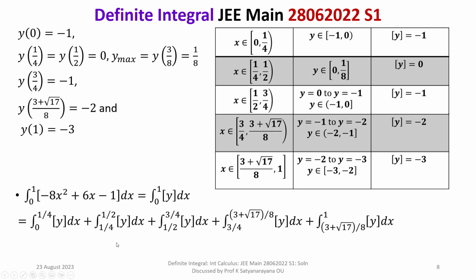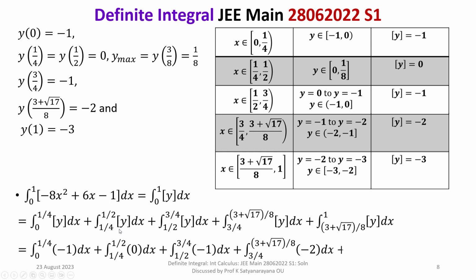Yes, we got it. Now get back to the integral. The integral is partitioned like this. First, integral 0 to 1 by 4, bracket y is minus 1. 1 by 4 to 1 by 2, bracket y is 0. 1 by 2 to 3 by 4, bracket y is minus 1. Here it is minus 2. Here it is minus 3. So the substitution is done. And for 1 by 4 to 1 by 2, bracket y is 0, so this will go away. We continue in the next slide.